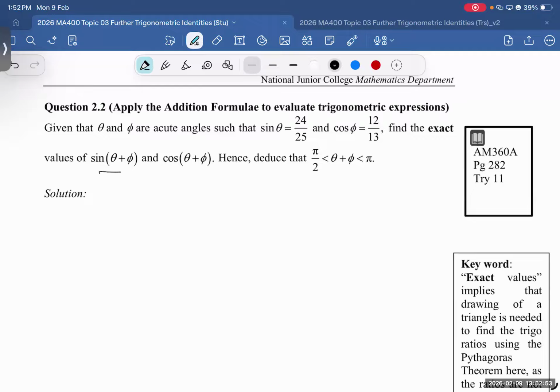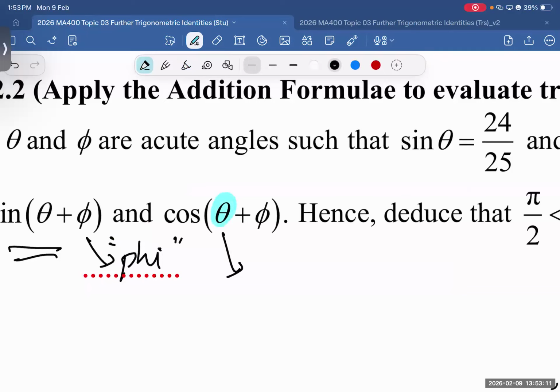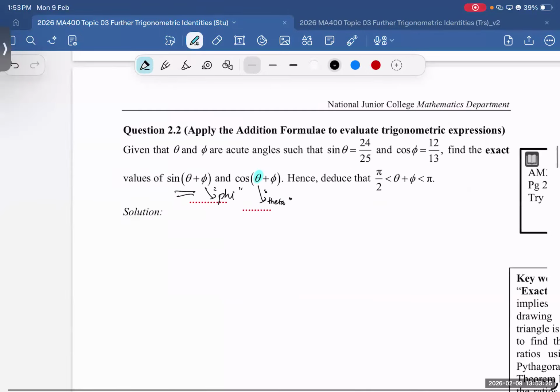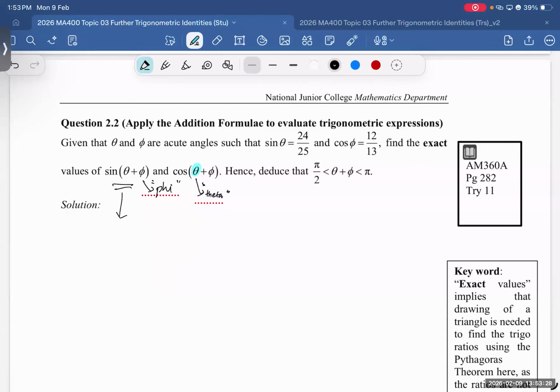What do I know? Sin of theta plus, we call it phi. What do I call this? Theta. Very good. In case you do not know, this is called phi. So sin of theta plus phi is the same as sin theta cos phi plus cos theta sin phi.